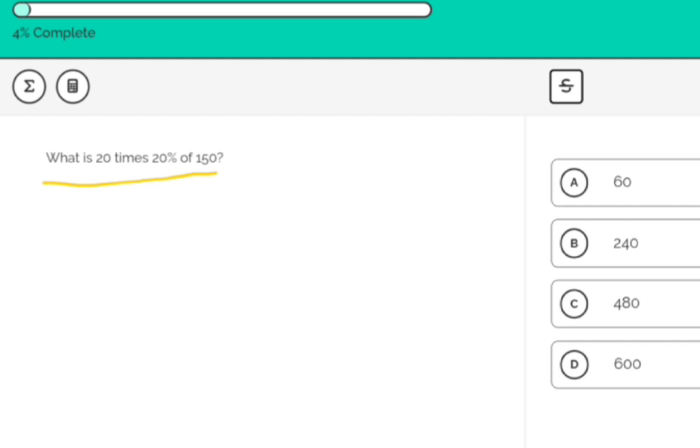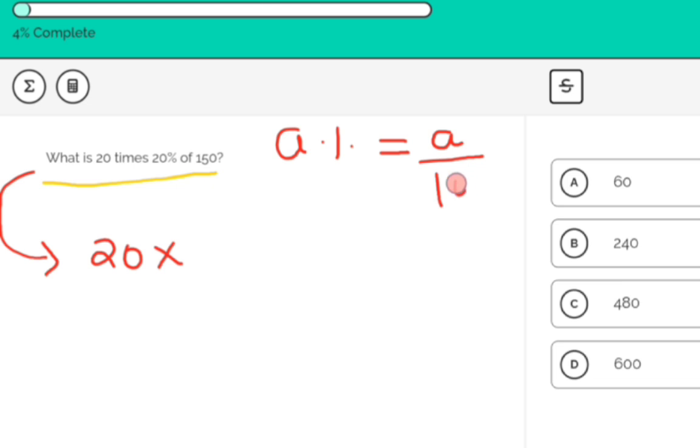So let's write this in its mathematical form. 20 times means 20 multiplied by 20%. See, whenever you have a percent sign after a number, you can convert it into its fraction form by dividing that number by 100. So this becomes 20 upon 100 multiplied by 150. Of means multiplication.